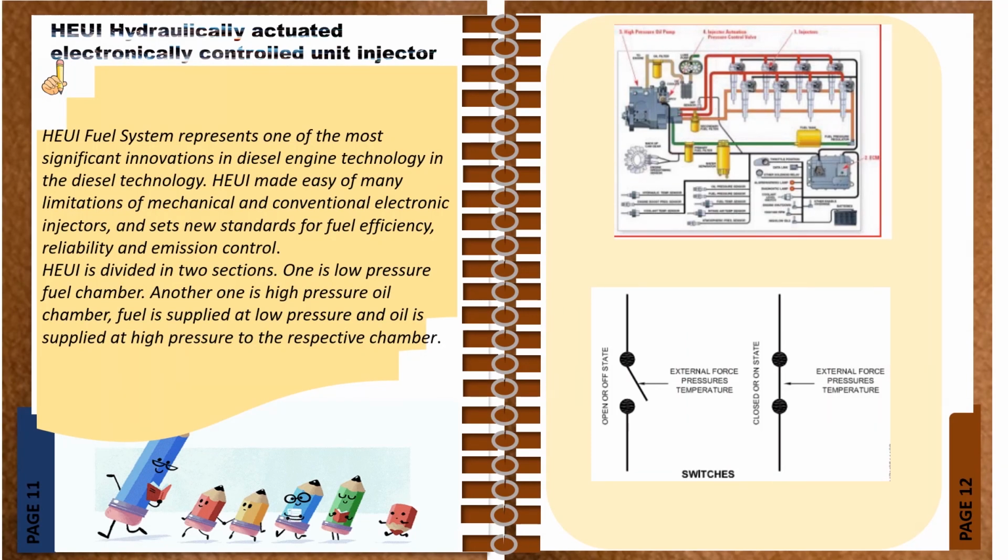HEUI is divided into two sections. One is the low pressure fuel chamber, and the other is the high pressure oil chamber. Fuel is supplied at low pressure and oil is supplied at high pressure to the respective chamber. Here you can see the diagram of the switches and HEUI.